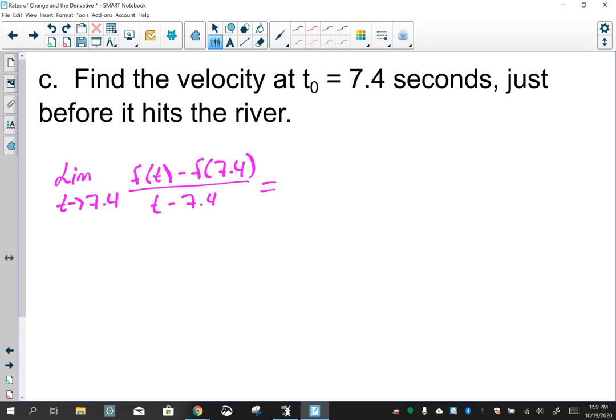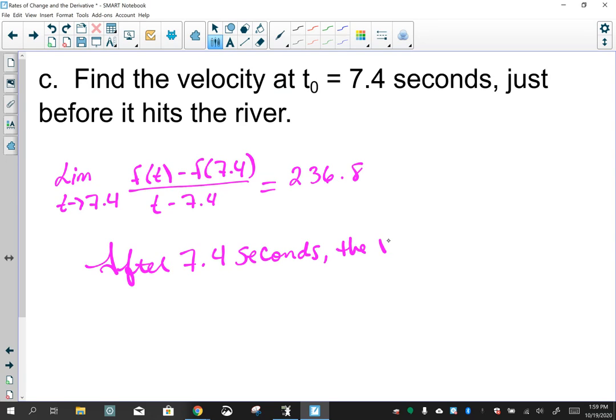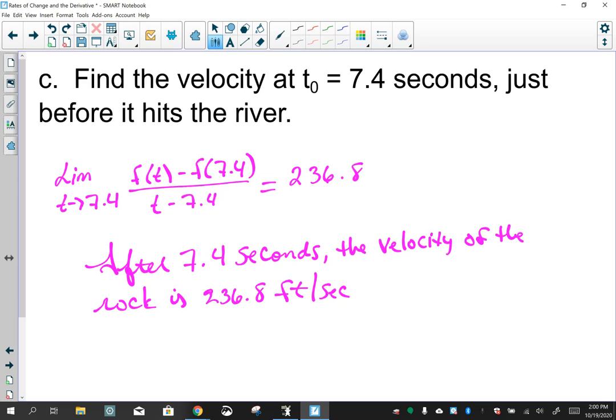That should give you 236.8. So after 7.4 seconds, the velocity of the rock is 236.8 feet per second. All right.